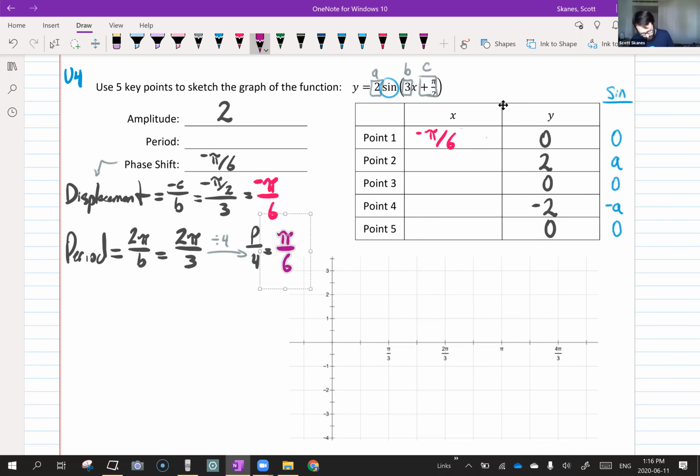Now, why do we use this? This is what we add to the displacement. So add pi over 6, add pi over 6, and so on. Take your x value, add the displacement. What do you get? What's negative 1 over 6 plus 1 over 6? It's 0. What's 0 plus 1 over 6? It's 1 over 6, so pi over 6. The next one would be 2 pi over 6. What's 2 pi over 6? It's pi over 3. What's 3 pi over 6? It's pi over 2.